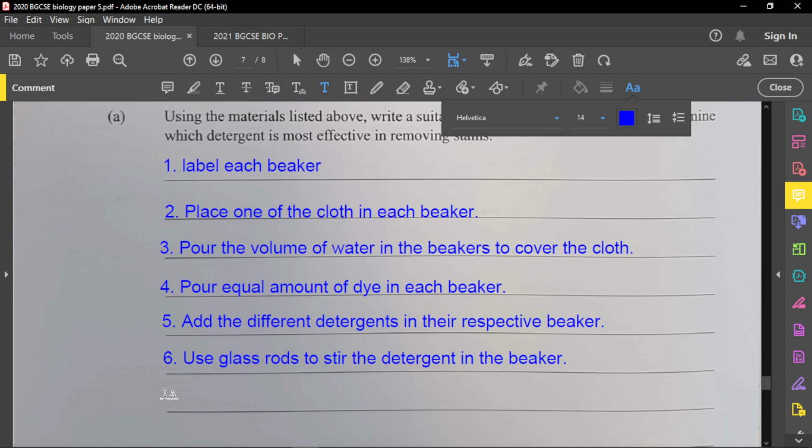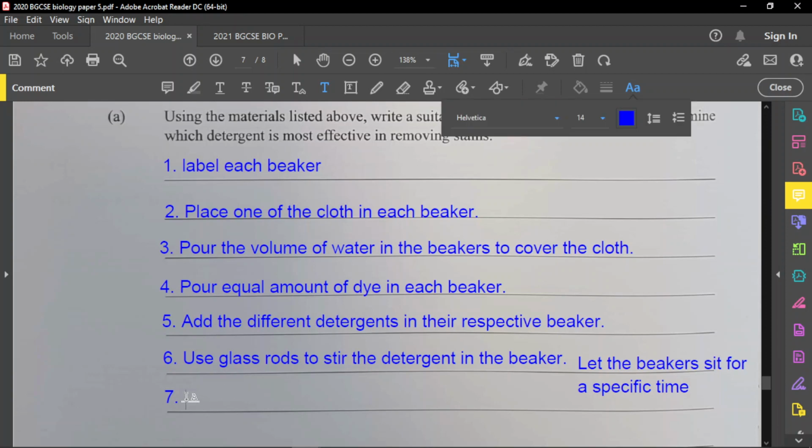The next thing you want to do after you do that now is to let the beaker sit for a while. So let's put this in number 6, as a matter of fact. Let the beakers sit for a specific time. That's very important. It must be a specific time, all right? Just put that piece there.